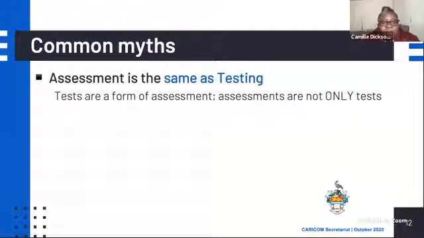Assessment is the same as a test, same as testing. Tests are a form of assessment. Assessments are not only tests. That's one thing we have to remember. You can assess a student, and a test does not have to be the only form of way of assessing them.